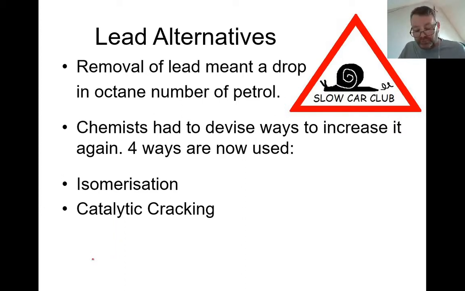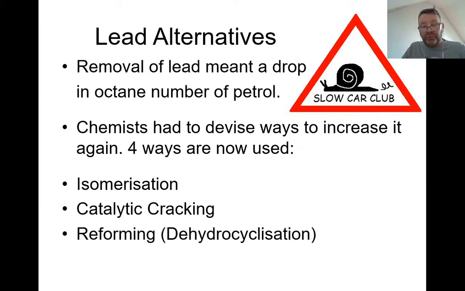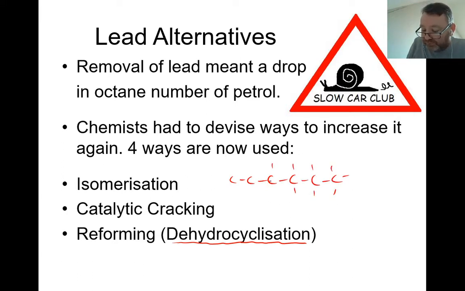What's the third thing we can do? The third thing we can do is reform the long-chained hydrocarbon, or what we call dehydrocyclize the long chain. Now I hope that makes sense to you. Dehydro means remove the hydrogen. Cyclization means turn it into a cyclic molecule. And let's just take again 1, 2, 3, 4, 5, 6. Now that's hexane, just to demonstrate on hexane. That's hexane with all its hydrogens.